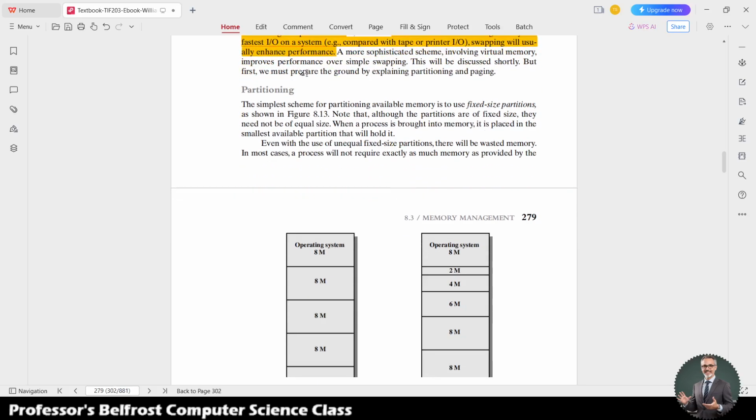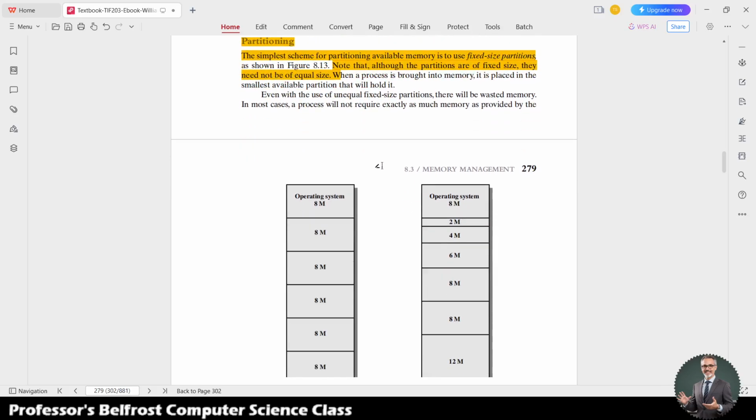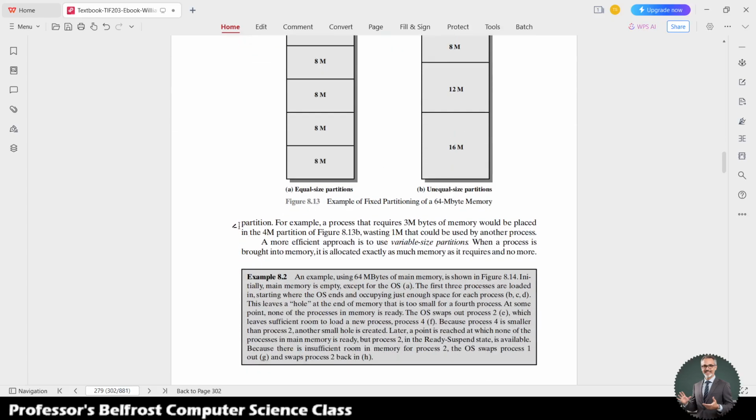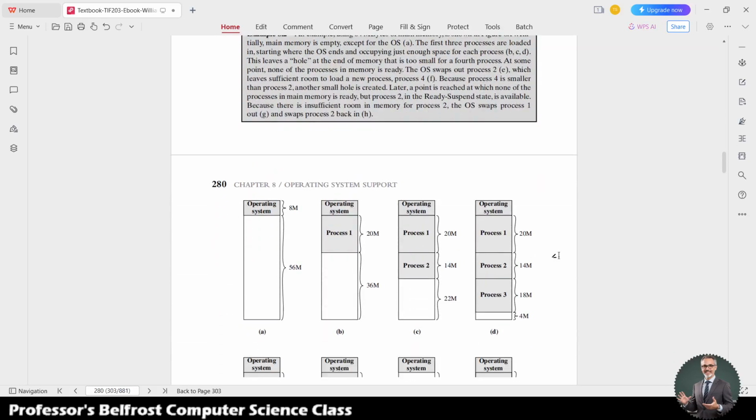Then we have the second technique, which is partitioning. Most of the time we have what is called fixed-size partitioning. Although the partitions need to be fixed size, they don't need to be equal size. Even with the use of unequal fixed-size partitions, there will be wasted memory because sometimes the process will not require exactly as much memory as provided by the partition. So a more efficient approach is to use variable-size partitions. When a process is brought into memory, it is allocated exactly as much memory as it requires.